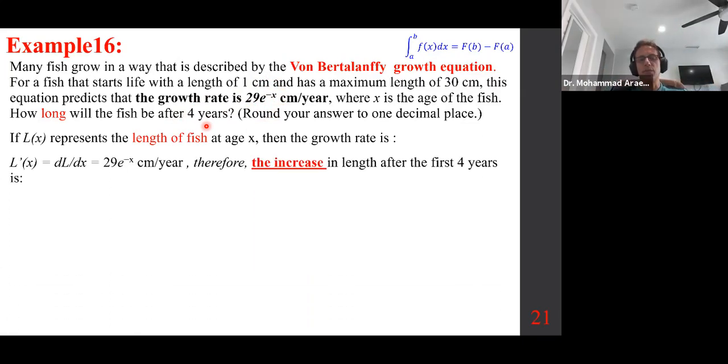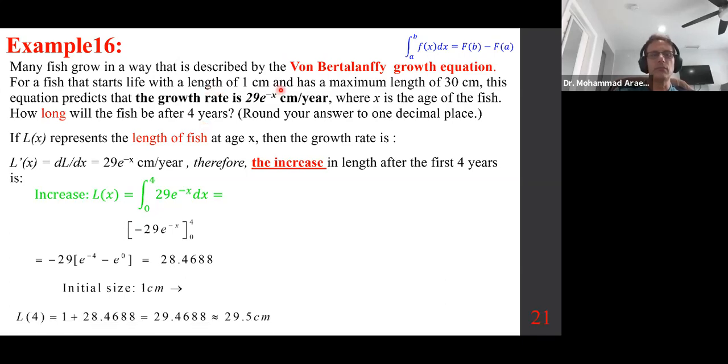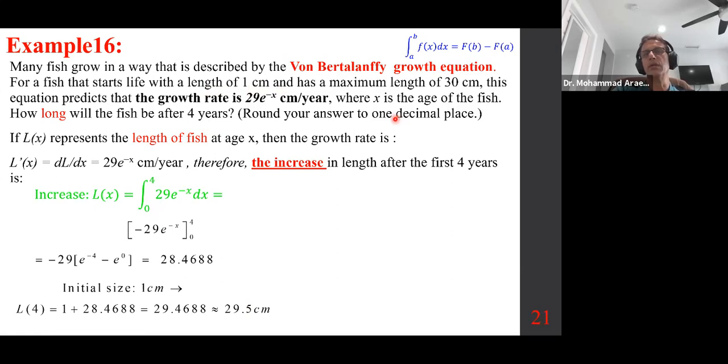Now the time is changed to 4. We can find the amount of increase. We've seen this many times before. We evaluate the integral from 0 to 4. We write it with a bunch of decimals, and then we add the initial amount of 1. Remember, the initial size was 1 centimeter. And we go with 1 decimal because they said so. If they don't, you have to put tons and tons of decimals, or a precise answer, as you've seen before.